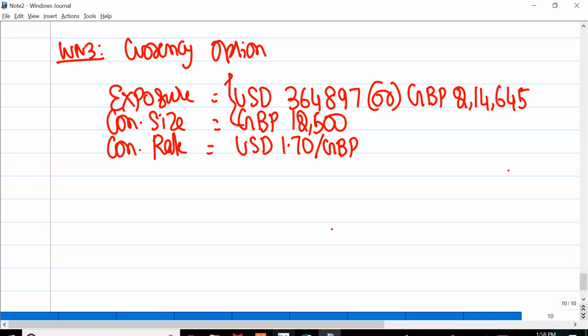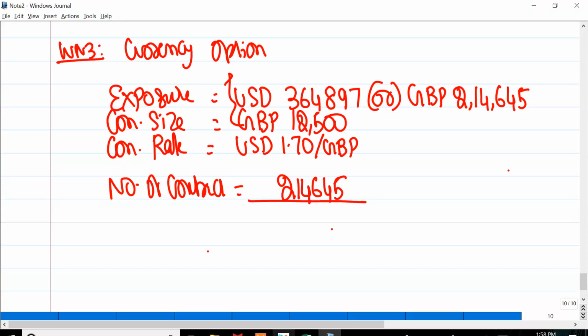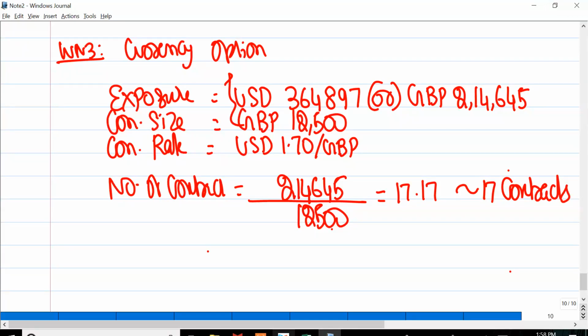Now come down, number of contracts. 214,645 divided by 12,500. 17 point what number do you get? Rounded off to 17 contracts. So I'm not hedging it fully. Some portion is going to be unhedged. What needs to be done for the unhedged portion we'll see in some time. 17 contracts.